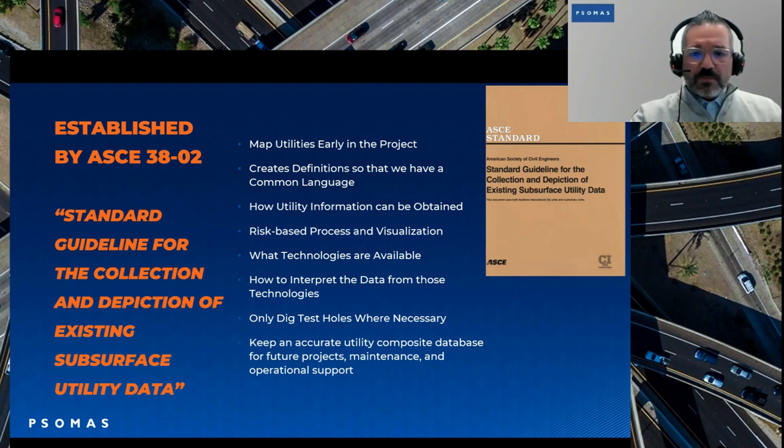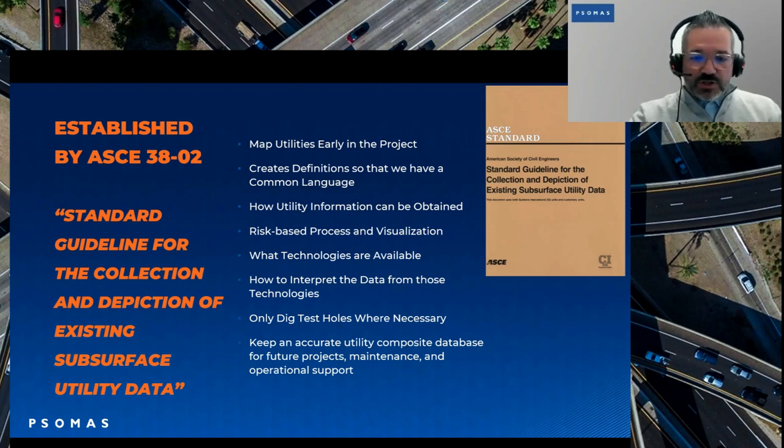It also showed us how utility information can be attained. It was about going out, getting as-builts. It's about going out and detecting utilities. It was about how we could obtain the information we needed in order to have a good design. It created a risk-based process and a visualization. Like we talked about, the quality levels A, B, C, and D. Each one of those quality levels has a level of risk assigned to it. Quality level D being the most risk, and quality level A showing the least risk because you had a positive location of that utility.